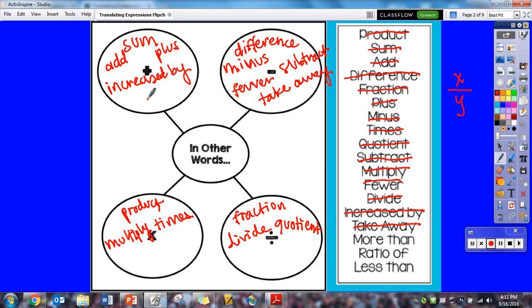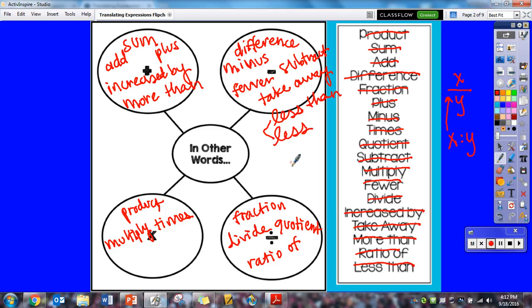More than. We are increasing something. Ratio of. Another way you can represent a fraction is you can also call this a ratio, or ratios can be using that colon, but for our sake we're going to stick with that division right there. So ratio of. Less than is going to go here with the subtraction. And then one that wasn't included in this list that I also want to include is less. And these two things are going to be different, and we'll talk about the difference between those later.